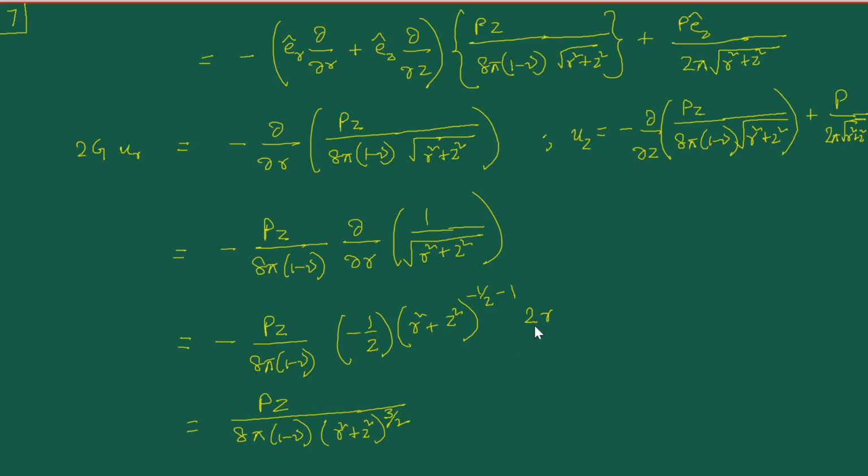Oh sorry, this r is missing here, so I must put this r here. So this is pzr divided by 8 pi into 1 minus nu, square root of r square plus z square to the power 3 by 2. This uz will have to do a little bit more hard work, because you see this z is present here in the numerator, and the partial differentiation here is with respect to z.